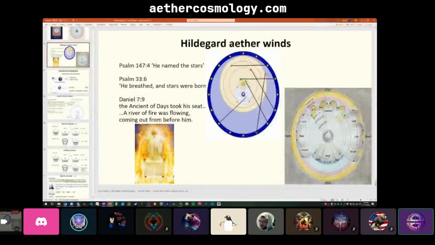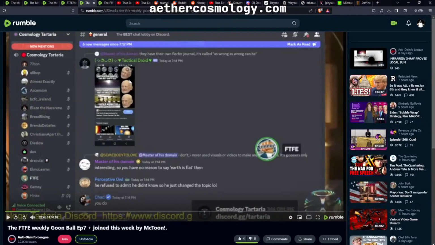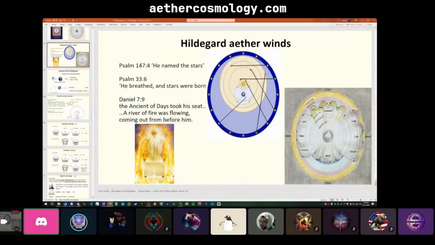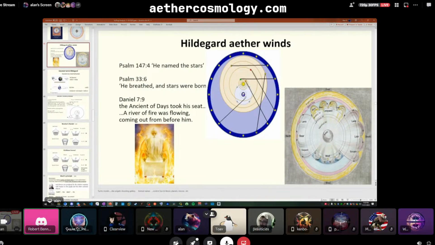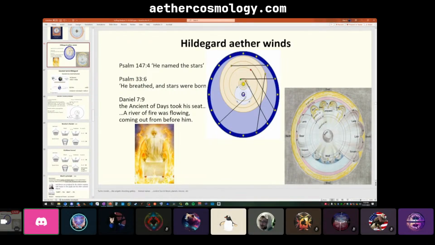Or does that sound like a stretch to you? Well, if I go back to Genesis, when it speaks about the creation of the stars, it says God created the great light, the sun, the lesser light, the moon, and the stars. Doesn't say anything about the planets.